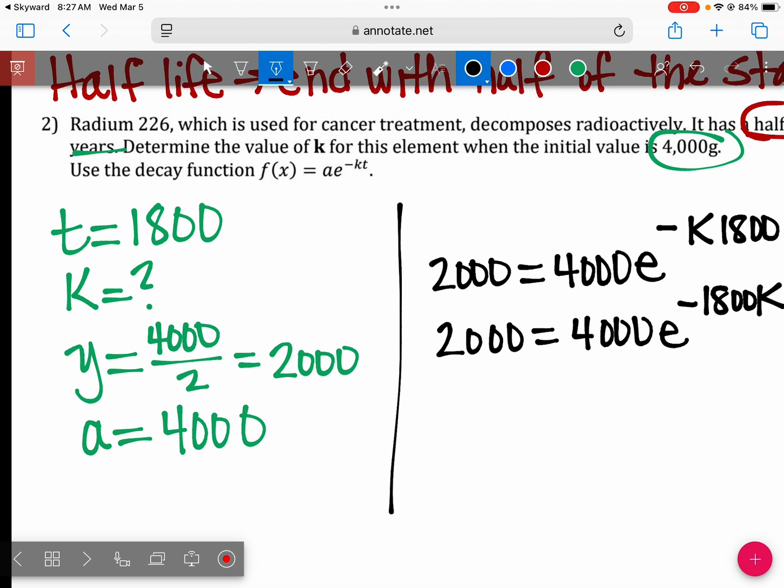All right, go ahead and solve it. Same 3 steps. Divide, put in the natural log, and divide again. So take about a minute and see if you can come up with your answer. It's going to be a really small number. .000 and then some numbers. So your first step is to get rid of the 4,000, divide it.